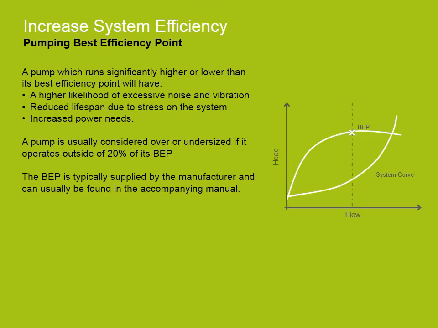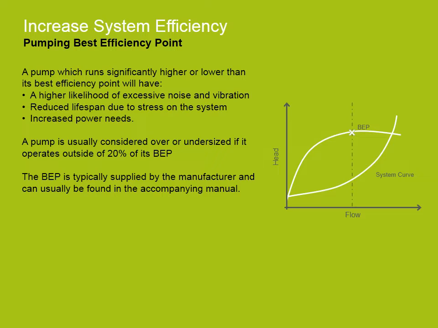A pump which runs significantly higher or lower than its best efficiency point, right or left of the dotted line, respectively, will have a higher likelihood of excessive noise and vibration, reduced lifespan due to stress on the system, and increased power needs. A pump is usually considered over or undersized if it operates outside of 20% of its BEP.